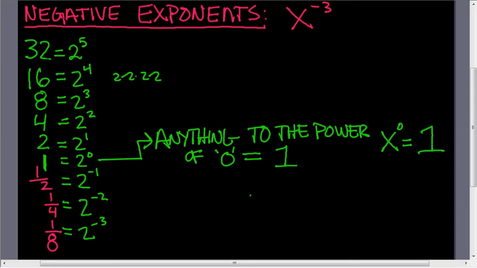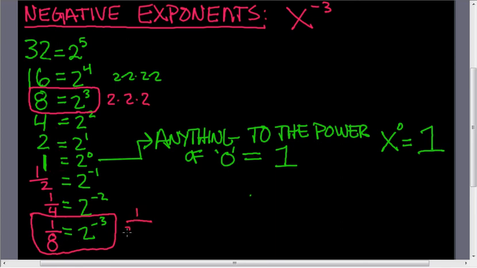Well, let's look over here. Look at 2 to the power of 3. 2 to the power of 3 was 8. 2 times 2 times 2. 2 to the power of negative 3. That was 1 over 8. So it's 1 over 2 times 2 times 2.